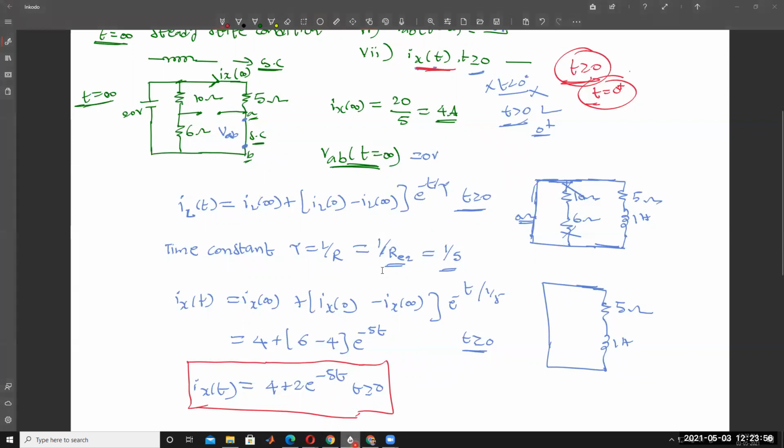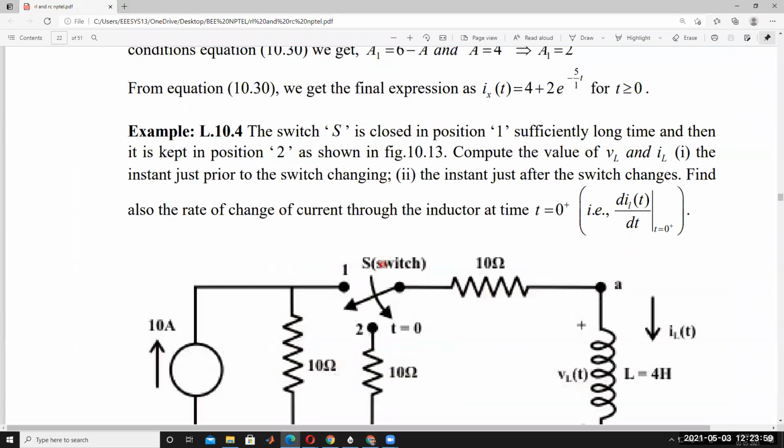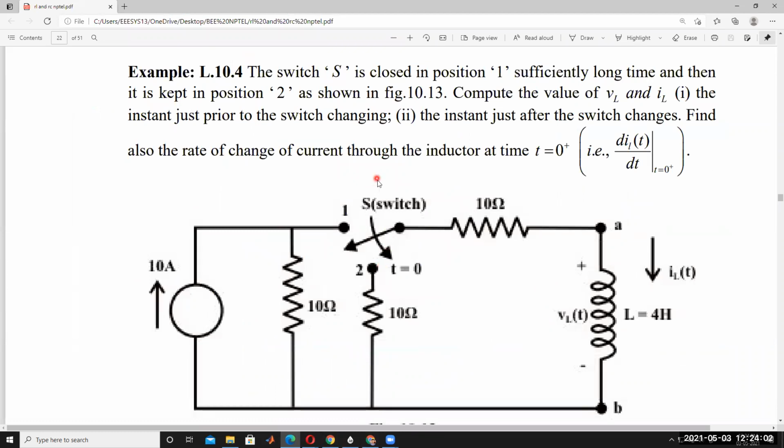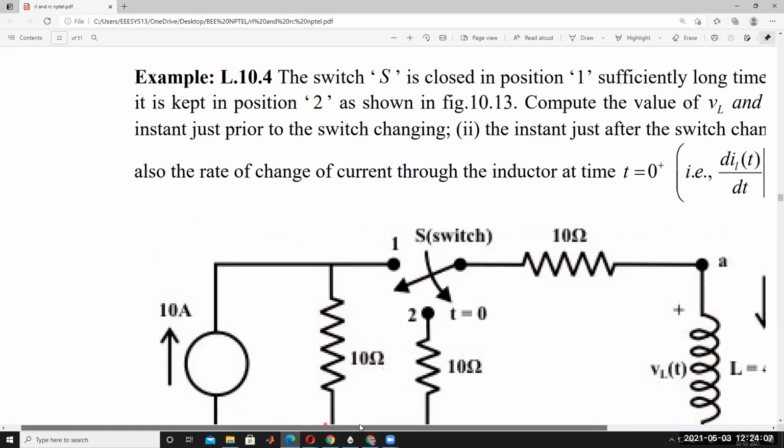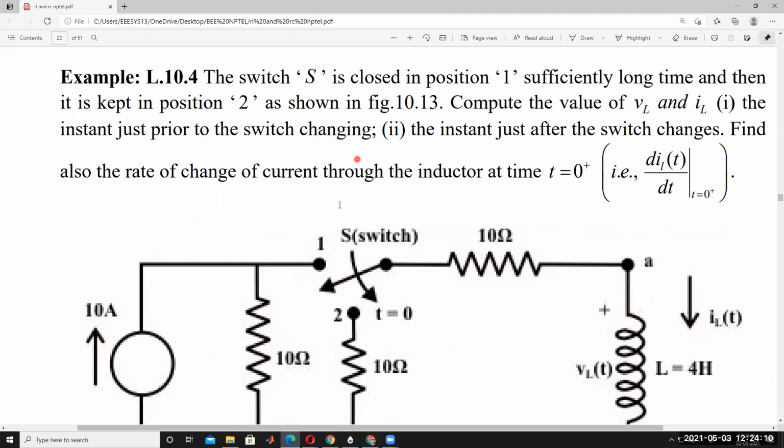And then the next question. This is the question, all of you take this question. This switch is closed in position 1 for a sufficiently long time. So what is the meaning of this switch? At t equal to 0, the switch moves from position 1 to 2.